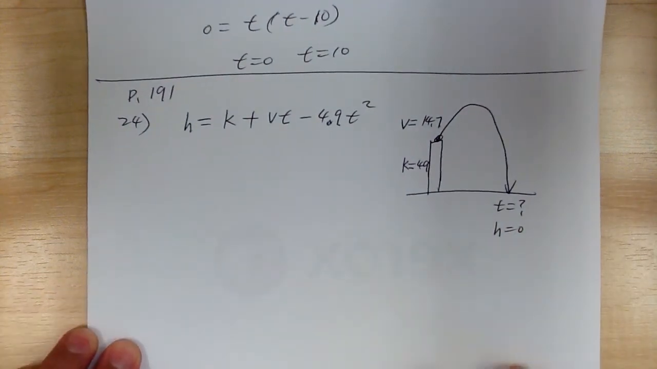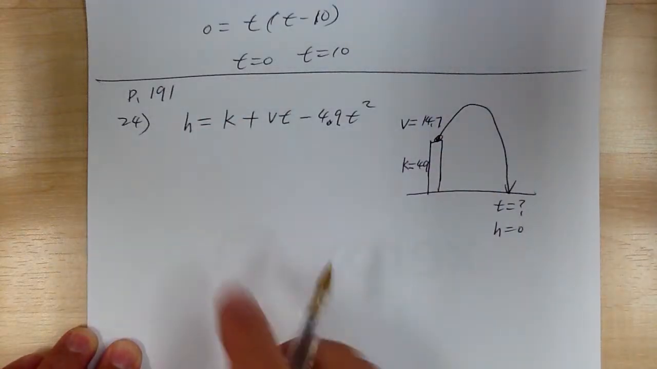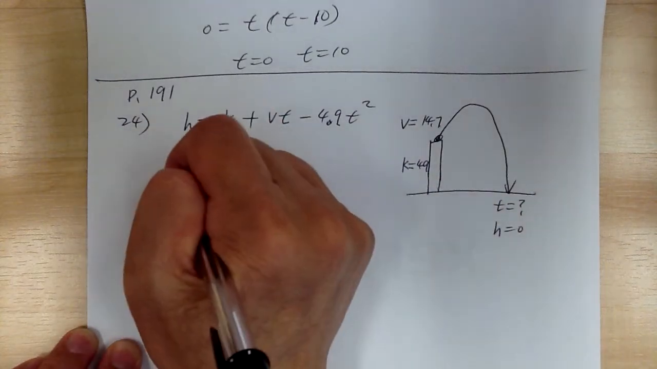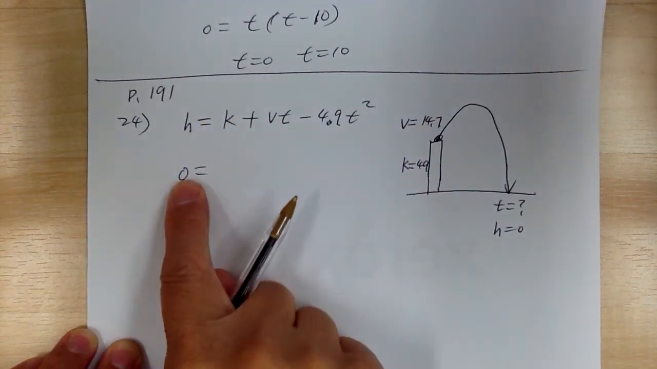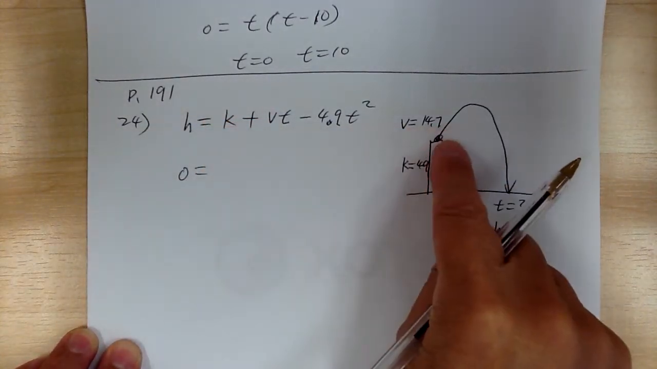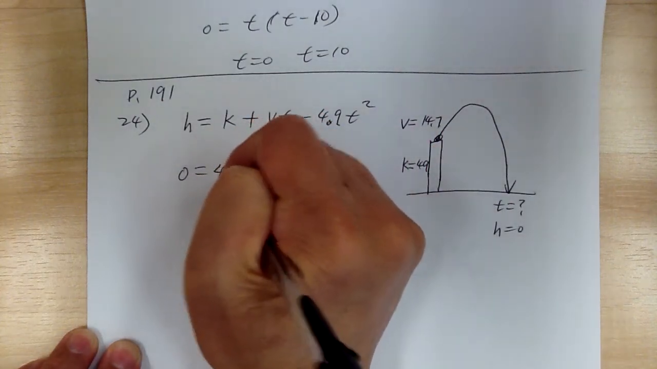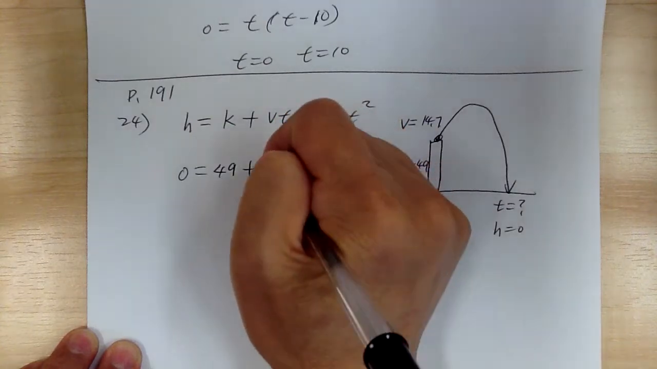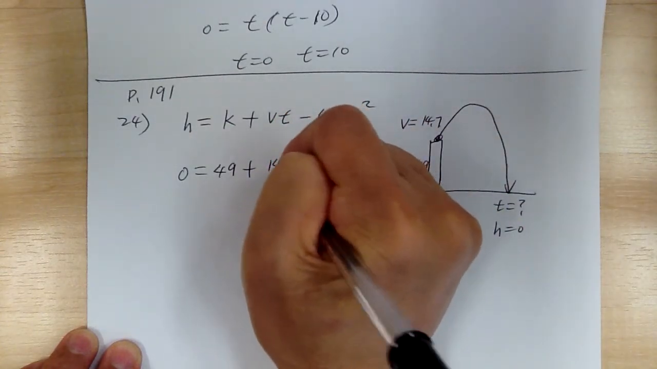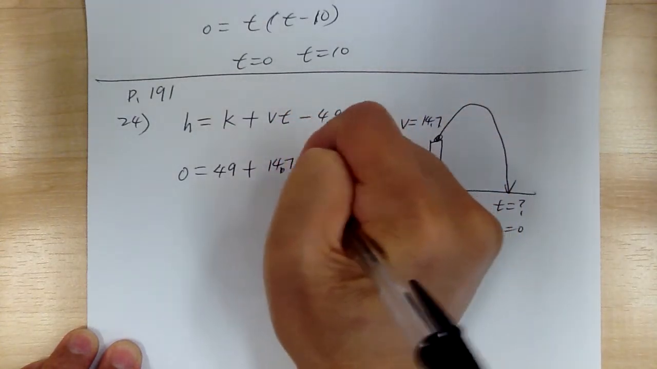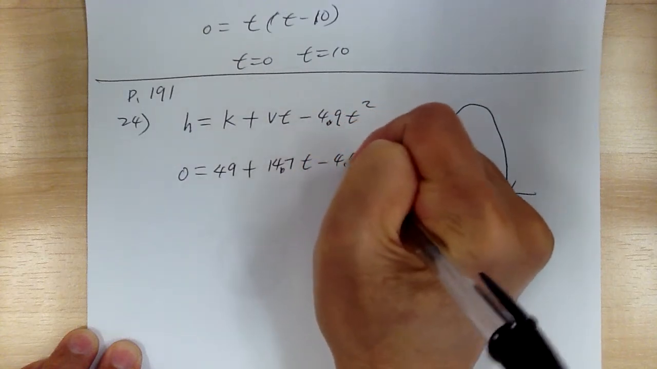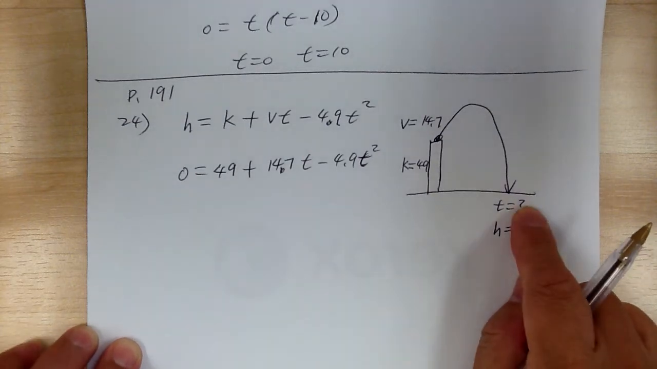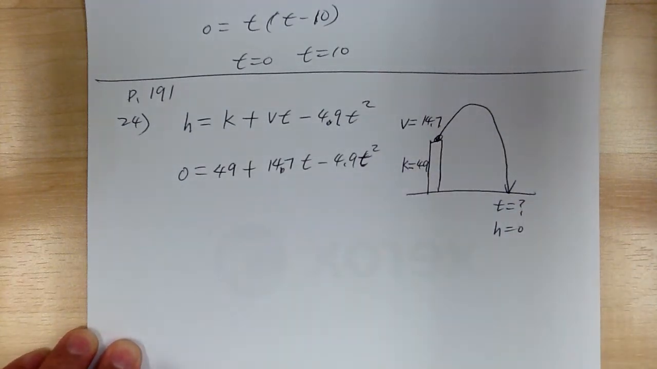So all you have to do is just plug everything in here. You want to find out the time when it hits the ground. So that means height equal to 0, right? When it hits the ground, the height is 0. And k is the height that you start, so k is 49. And v is the initial velocity or initial speed, so it's 14.7t minus 4.9 t squared. Okay? So again, you're looking for the time that it will hit the ground.